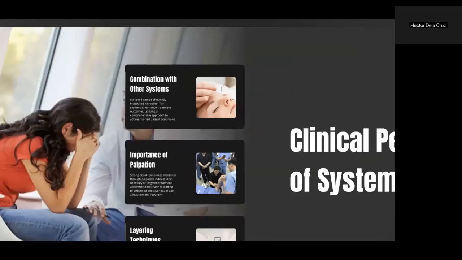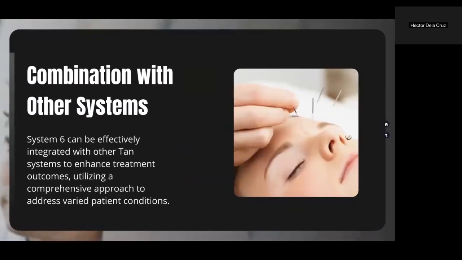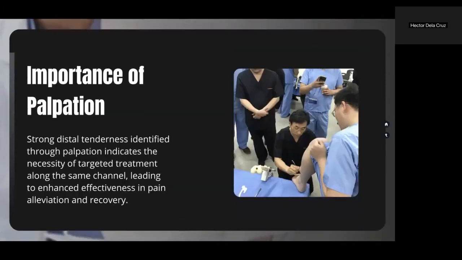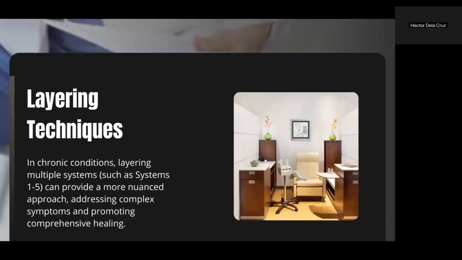Clinical pearls of System 6. System 6 can be effectively integrated with other Tan systems to enhance treatment outcomes, utilizing a comprehensive approach to address varied patient conditions. Strong distal tenderness identified through palpation indicates the necessity of targeted treatment along the same channel, leading to enhanced effectiveness in pain alleviation and recovery.